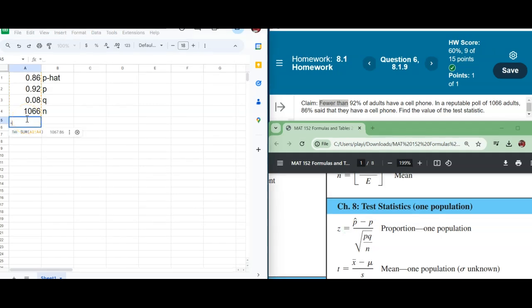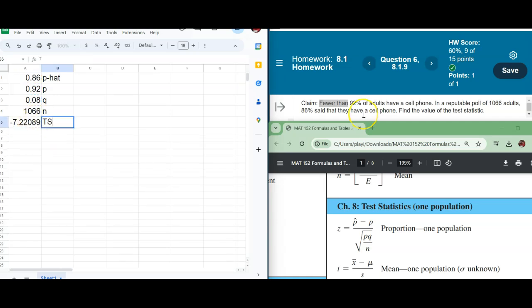So equals, open my parentheses, p hat minus p. Click p hat, minus, click the p, close that parentheses. Divide by, SQRT is square root. Square root of what? P times q divided by n. So p times q divided by n, close the parentheses. And then I hit enter. And there is my test statistic.